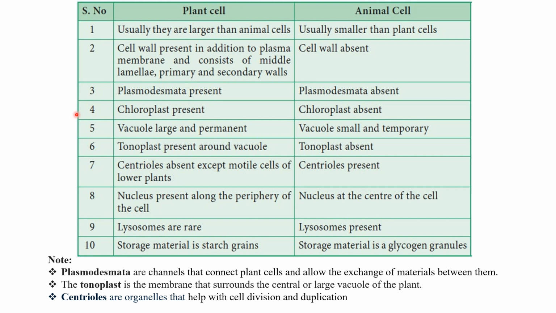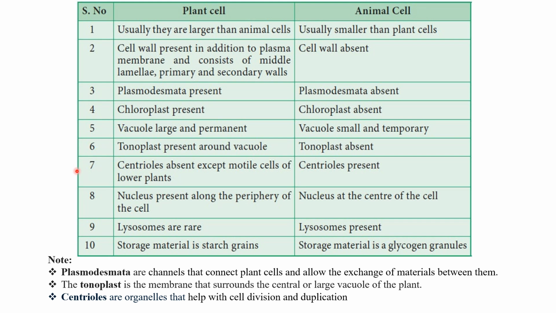So as I said previously, chloroplast is absent in the animal cell, and vacuoles are large and permanent in the plant cell, whereas vacuoles are small and temporary in the animal cell. But storage vesicles are present in animal cells, not particularly a large vacuole like that present in the plant cell. And tonoplast is present around the vacuole. Tonoplast is a membrane that surrounds the central or large vacuole in plants, but this tonoplast is absent in the animal cell.